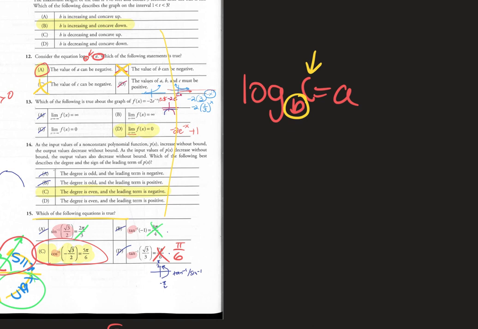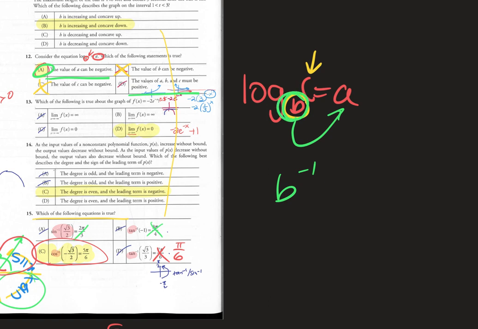And then it says that the value of A can be negative, or they all have to be positive. Well, B and C have to be positive, but A can be negative, because I could say B to the negative exponent. I can do that. So A does not have to be positive, which means A was the only answer. Why can't B be negative? Your base on your log can never be negative. It's like a rule of logs.